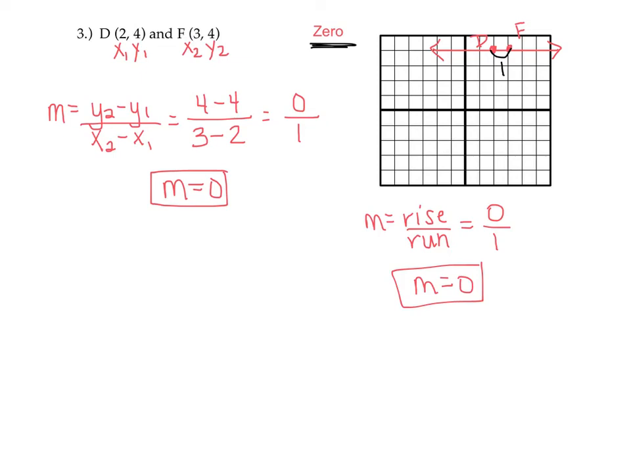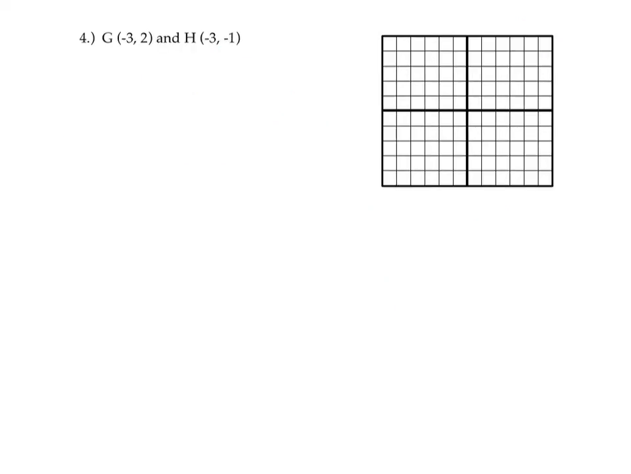Now let's look at an undefined slope. Okay, so let's look at our last example, which is going to be an undefined slope. And for the undefined slope, we're going to graph our coordinates first. We're going to graph the coordinate G, negative 3, 2. So we're going to go to the left 3 and up 2. And that's G. And then H, negative 3, negative 1. And we're going to draw our line.